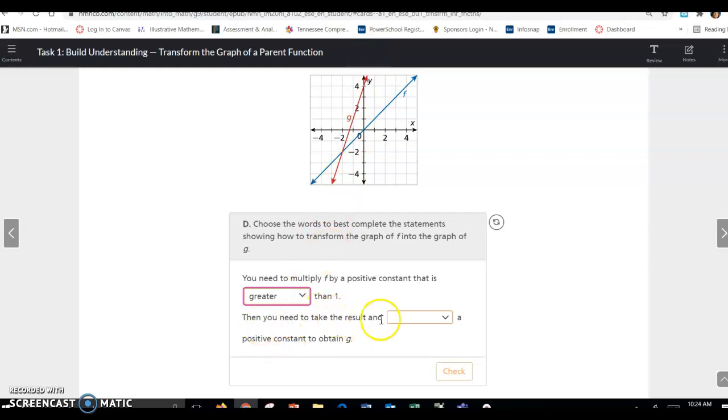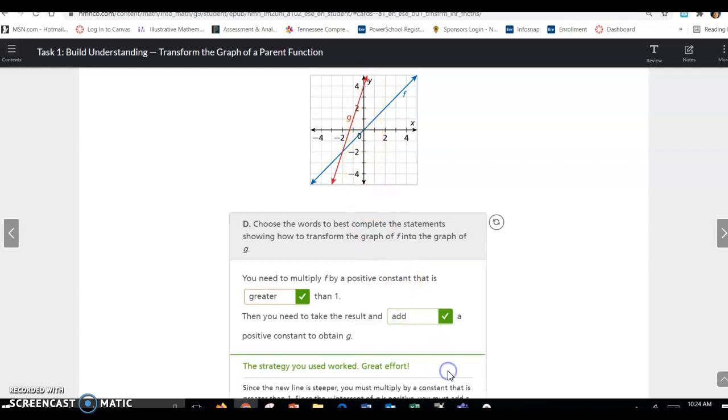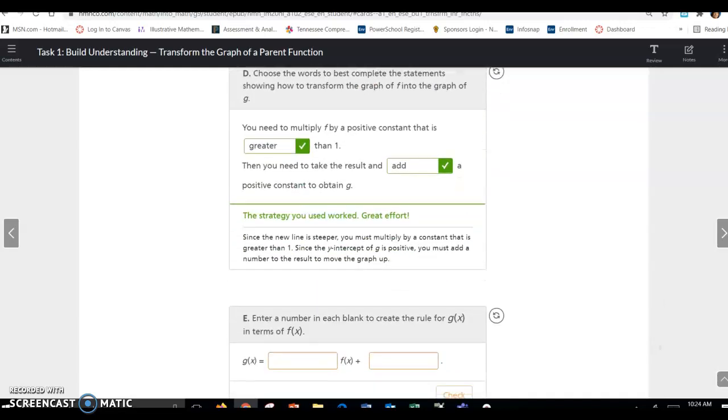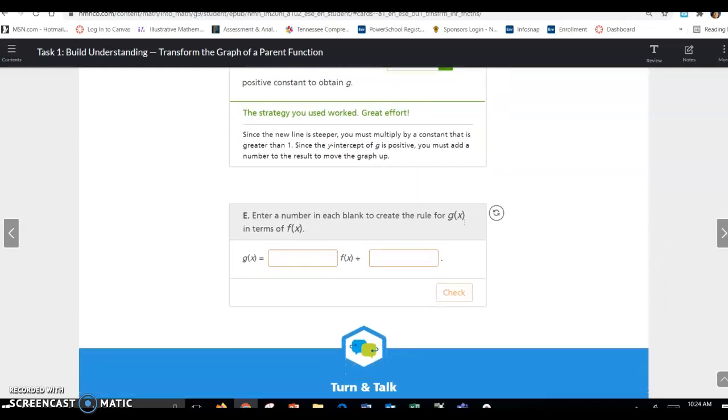And then you need to take the result and add a positive constant to obtain g. All right, add a positive constant because we are adding to move the y-intercept up. Okay? All right, now it says enter a number in each blank to create the rule for g of x in terms of f of x.